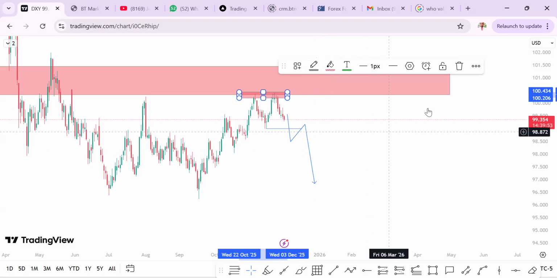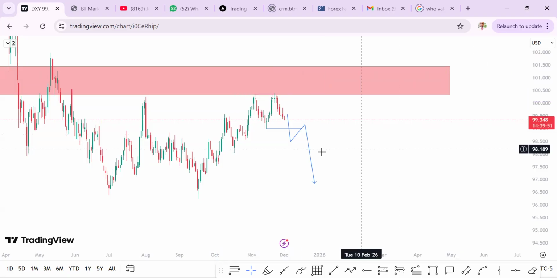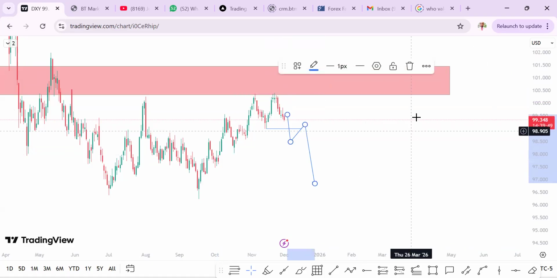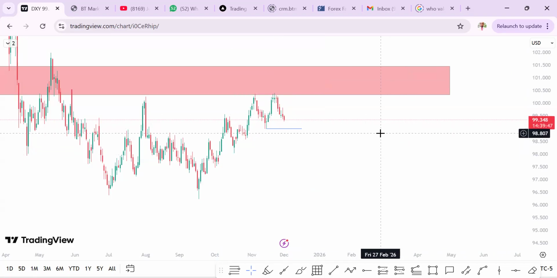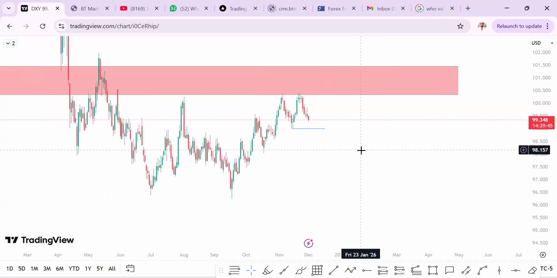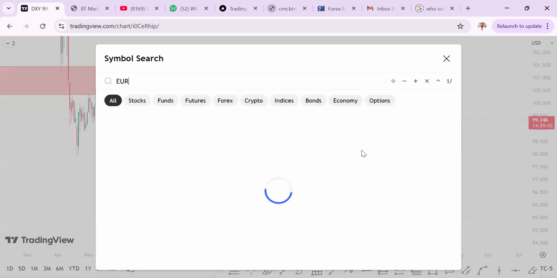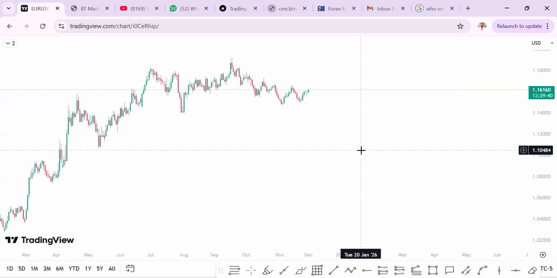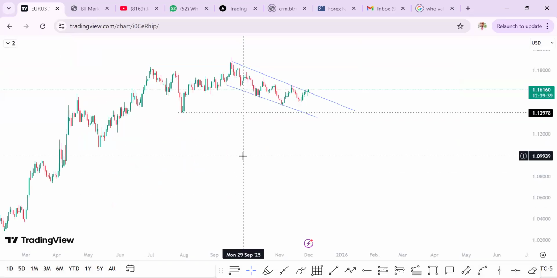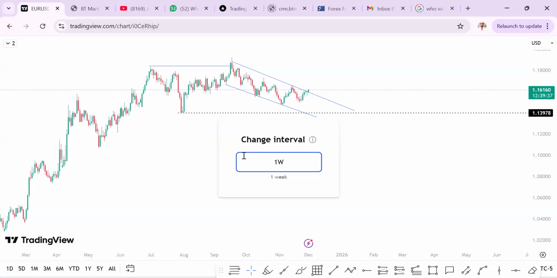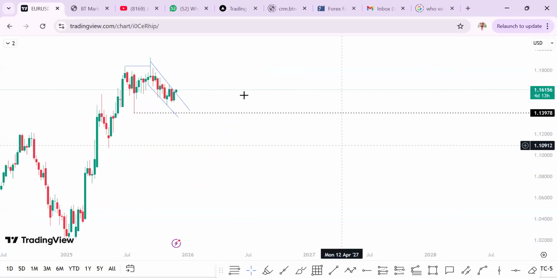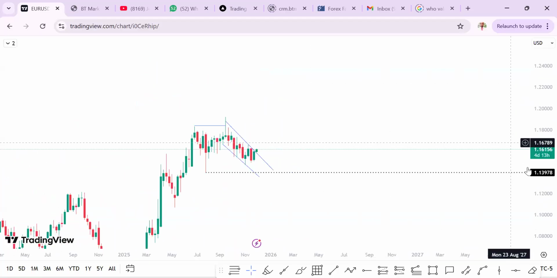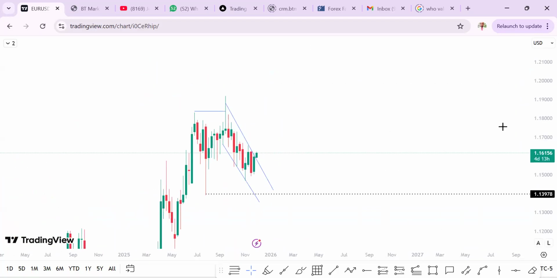If dollar is bearish, what would other currencies that pair with USD be doing? They will be bullish. An example is Euro USD. So Euro USD weekly time frame. Let's have the weekly profile. So this is our weekly profile, right?